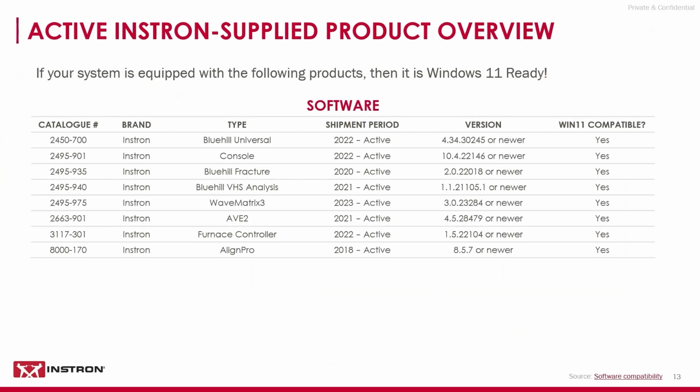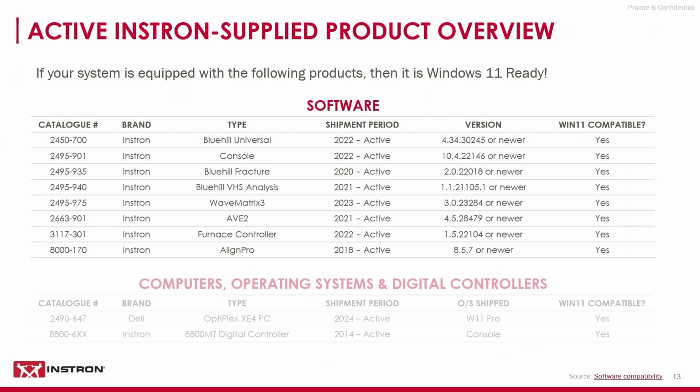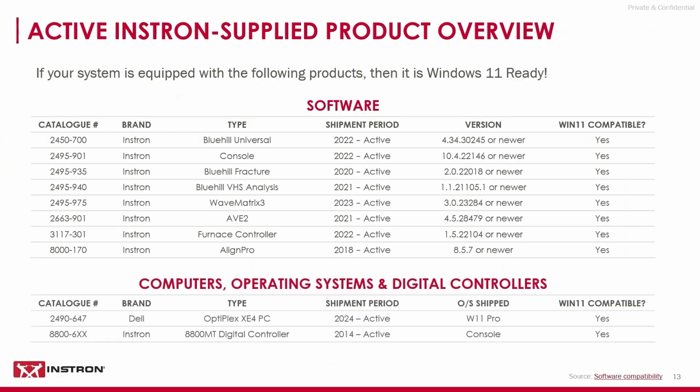Just a detailed slide here. I won't go through too much detail. However, it's clear to say if your system is equipped with the following products, then it's Windows 11 ready. And it's important to note here that we've got different types of software. We've also got accessories such as the AVE2, furnace controller, and Align Pro alignment products. In addition to that, we are releasing systems that are Windows 11 ready already. So if you've bought a new system, in essence, it will be receiving all of this stuff. So it's Windows 11 ready as of today.